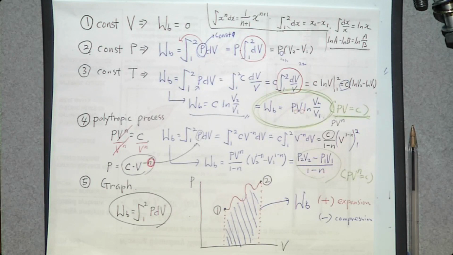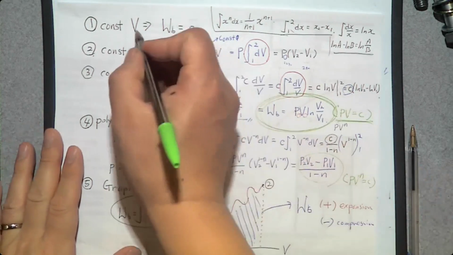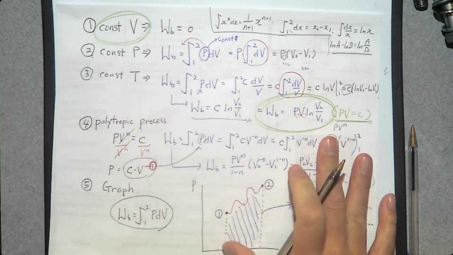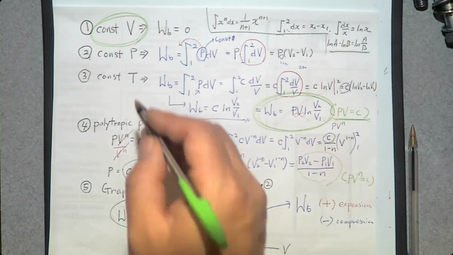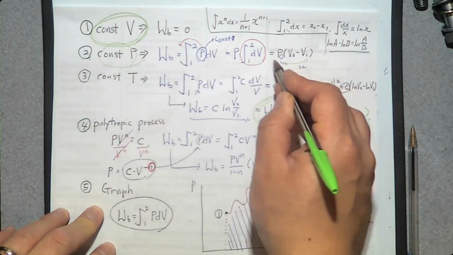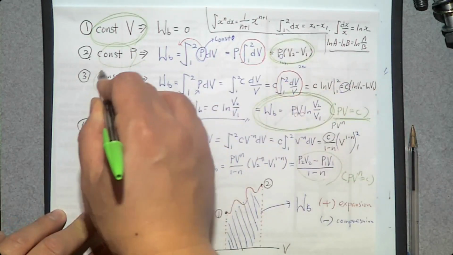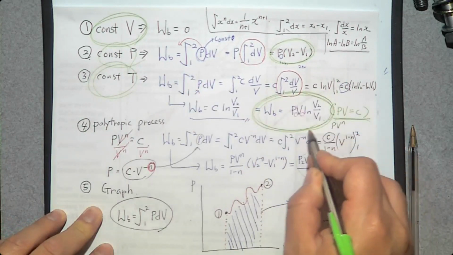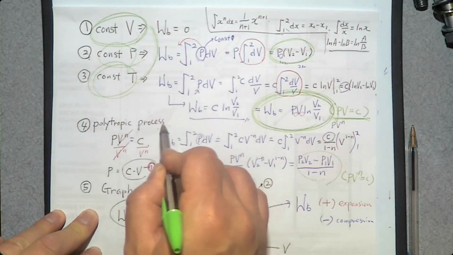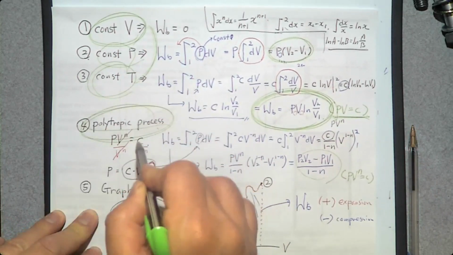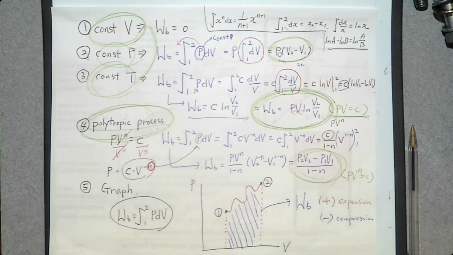There are 5 different ways to determine the moving boundary work. The first one is a constant volume process, where there is no moving boundary work, because at constant volume no boundary is moving. If it is a constant pressure process, this is how you determine the moving boundary work. If it is a constant temperature process, this is how you determine it. If it is none of these three, then you can assume that it's a polytropic process, and this is how you determine moving boundary work.